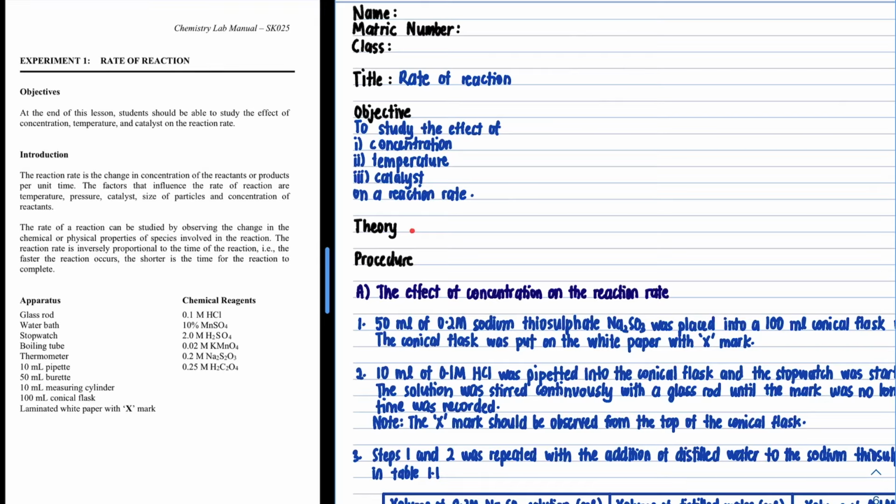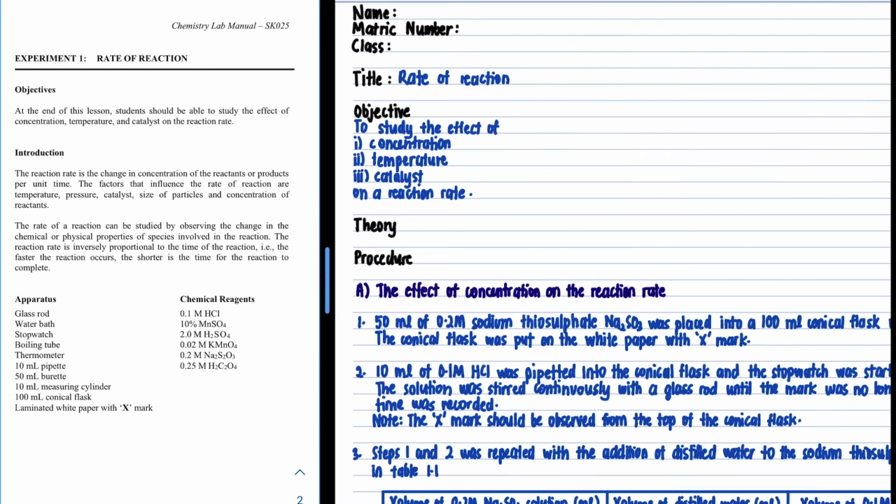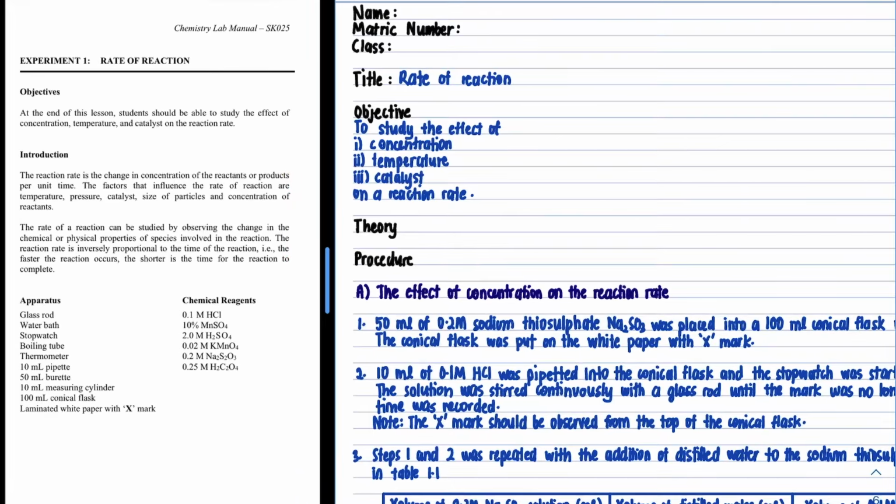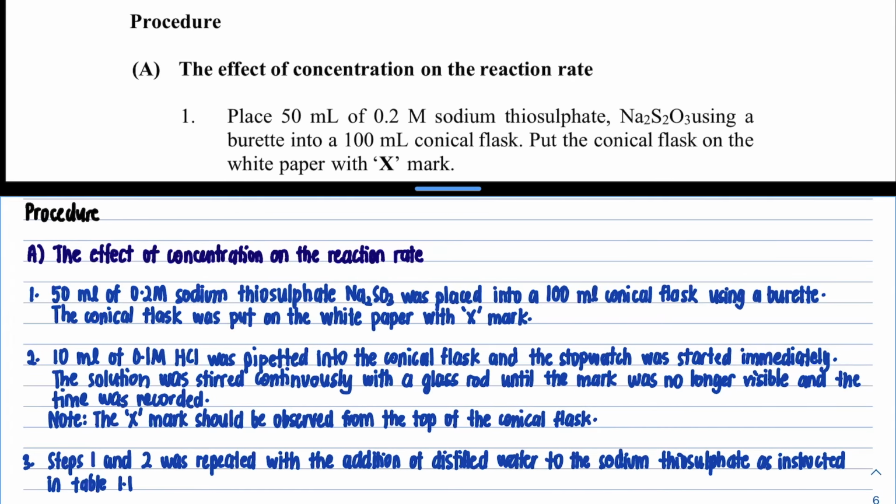Next is the theory. The theory depends on the introduction of your lab manual. Here from the introduction, we can see that we have these 2 paragraphs about the rate of reaction. So you're just going to copy and paste all the information. You don't have to do a summary. You don't have to change it into past tense or passive words. You're just going to copy paste it into the theory in your lab report. Next is the procedure for the lab report.